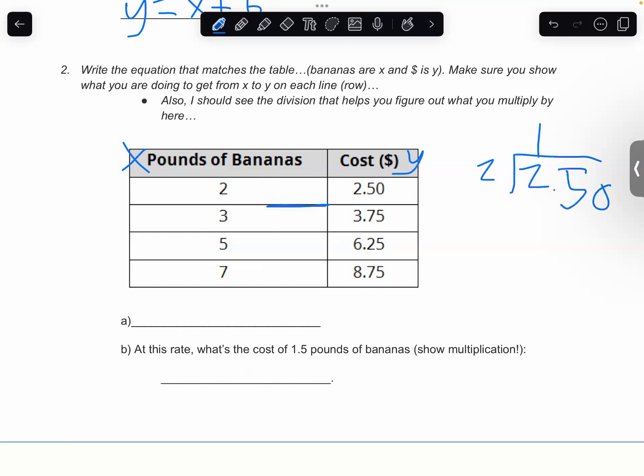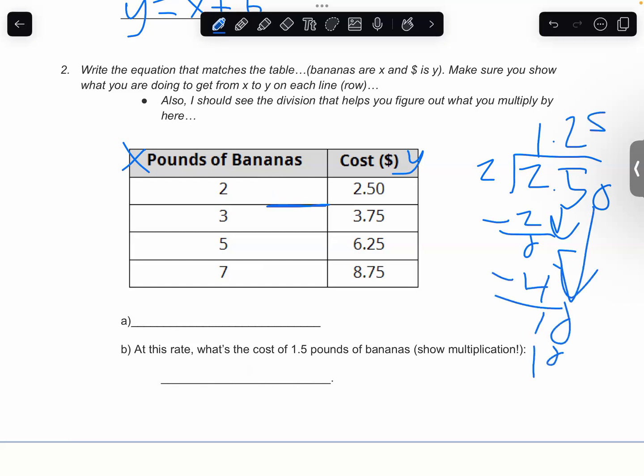So 2 times 1 is 2. Bring down the 5. 2 times 2 is 4. So that's going to be $1.25. So 2 times 125 is 250, right? Then 3 times 125 is 375. 5 times 125 would be 625. And then 7 times 125 is 875.